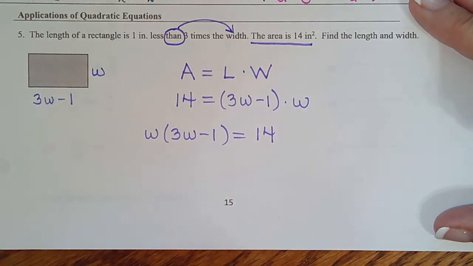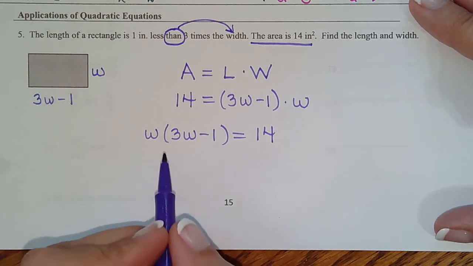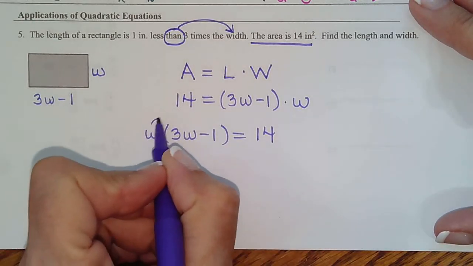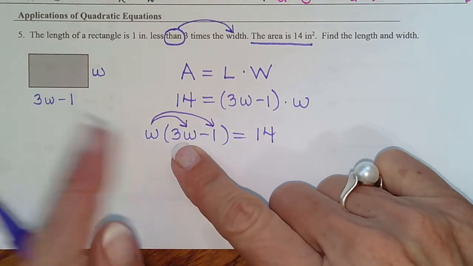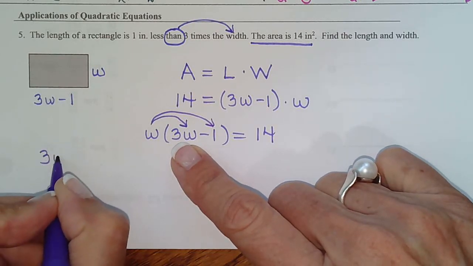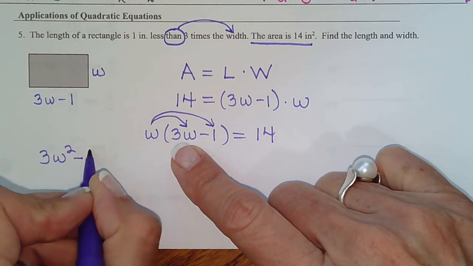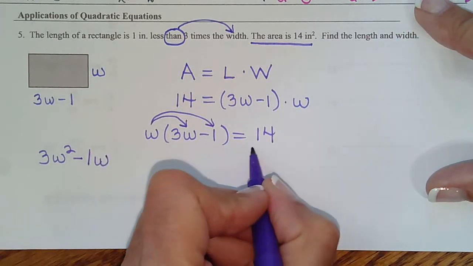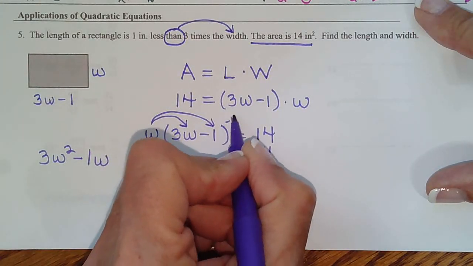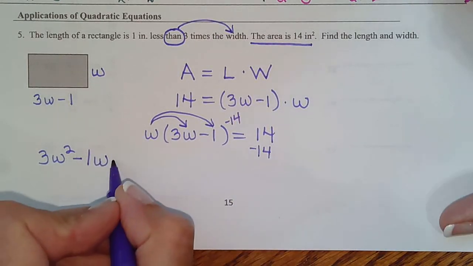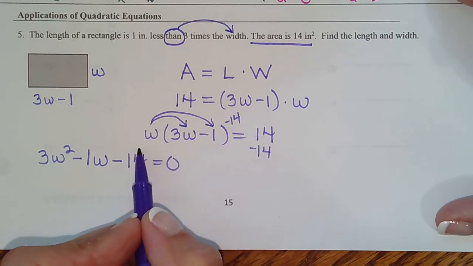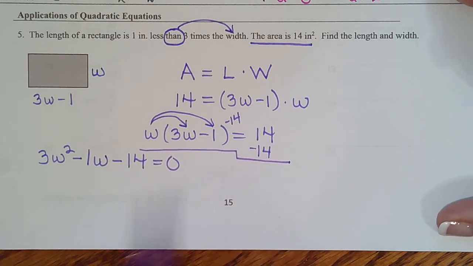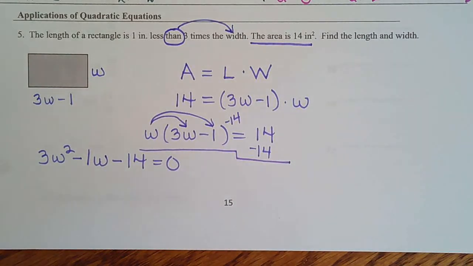Following the rules from page 14, we learned that step 1 was to set equal to 0. Well, before we start moving stuff, we have to get rid of the parentheses. Using our exponent rules, we get 3W squared minus 1W. Then I'm just going to go ahead and do the 14 on this step 2, so minus 14 equals 0. And look what we have: just a regular AC problem.